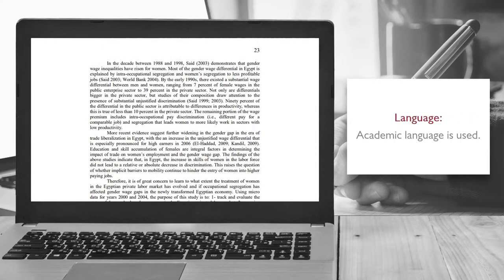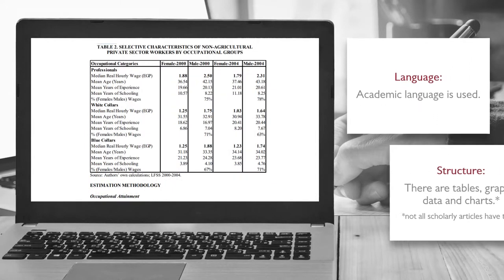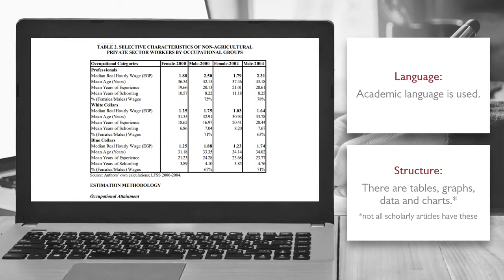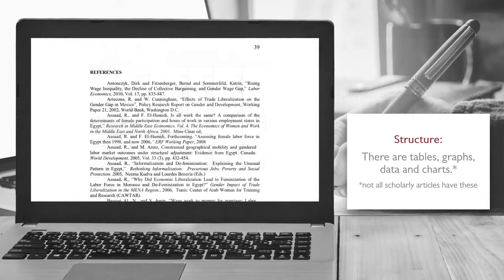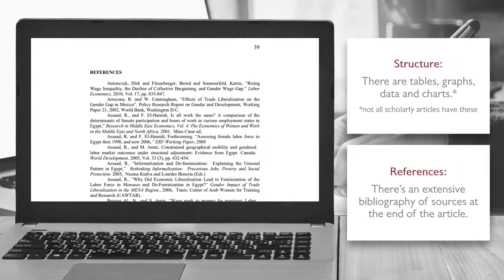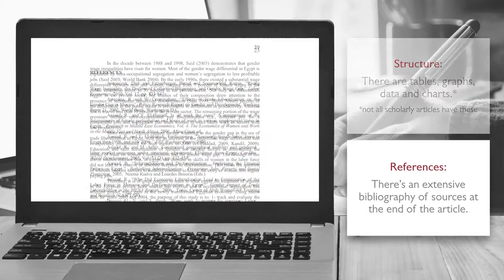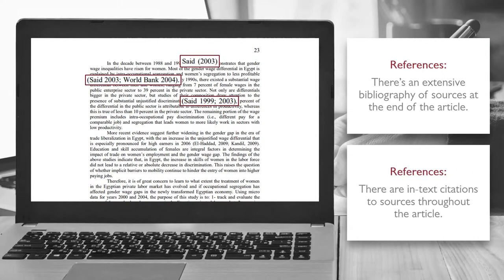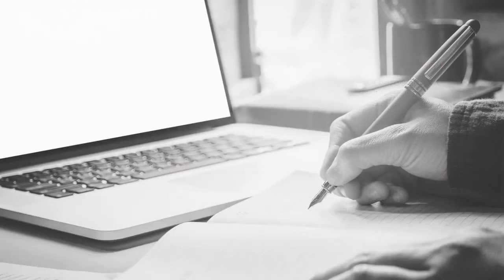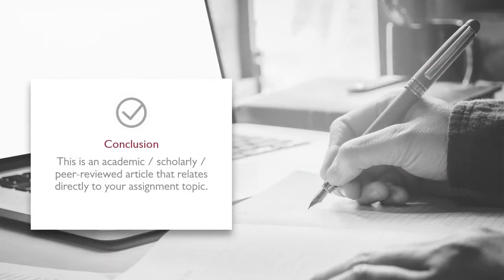The language is academic. There are also tables, graphs, data, and charts. Although not all scholarly articles have these, we can see that there are references. There's an extensive bibliography of sources at the end of the article. There are also in-text citations to sources throughout the article. In conclusion, this is an academic, scholarly, peer-reviewed article that relates directly to your assignment topic.